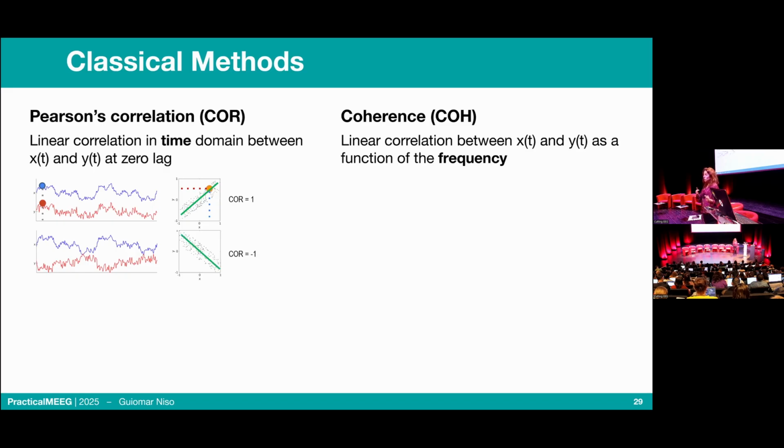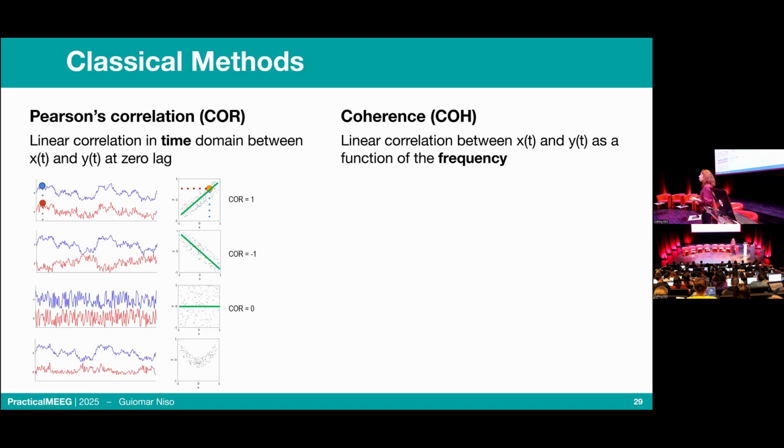We can also have negative correlation. That means when one increases, the other decreases. And it could also be that there is no correlation: the dots are almost random. Or they can have another relationship that we are not able to see because they don't follow a linear correlation.